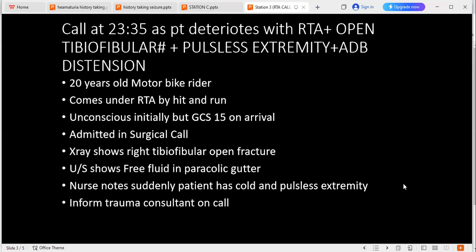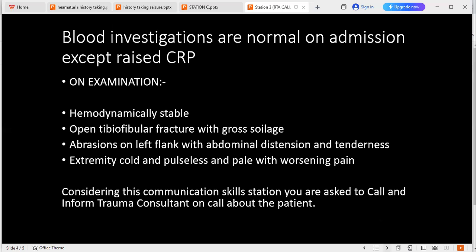His ultrasound concluded that there is free fluid in the paracolic gutter. About 1 hour ago, the nurse called me because the extremity is pulseless. When I went to examine him, his extremity is pulseless, cold, and pale, and he has worsening pain. So I'm calling to update you about this patient, about his pulseless limb.